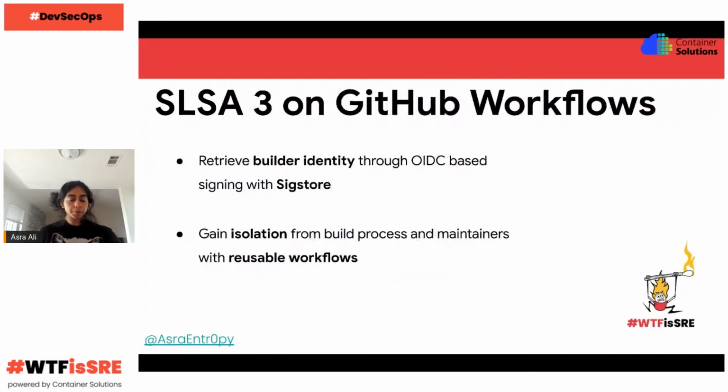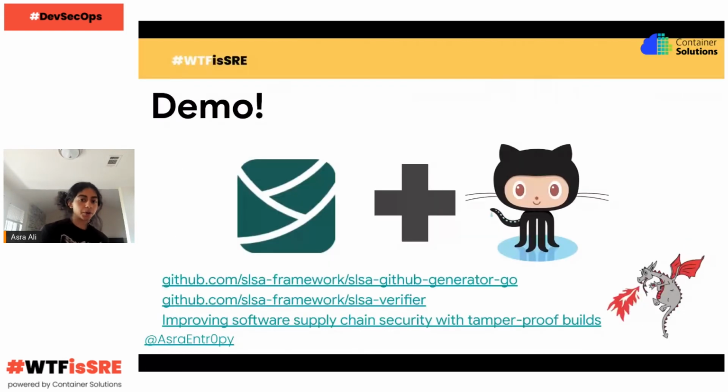So just to recap those 2 points that I mentioned, which were key things here: we first wanted builder identity, which we achieved through Sigstore's OIDC-based signing. And then the second thing was isolation, which we achieved through reusable workflows. So this is the key part of this. I'm going to try to demo this and walk through an example GitHub workflow.